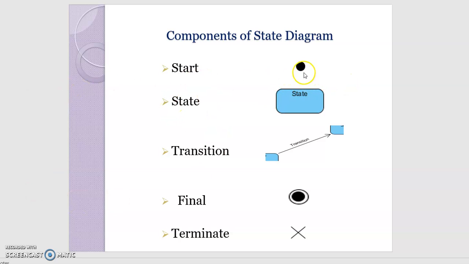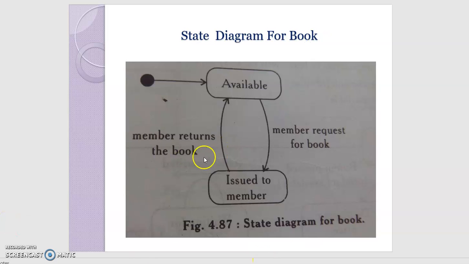This is the start symbol, and a state will be represented by this symbol. A transition will be represented by a line with an arrowhead. Then the final state will be represented by a circle within a filled circle. Then to terminate the system, you have to draw the cross symbol.